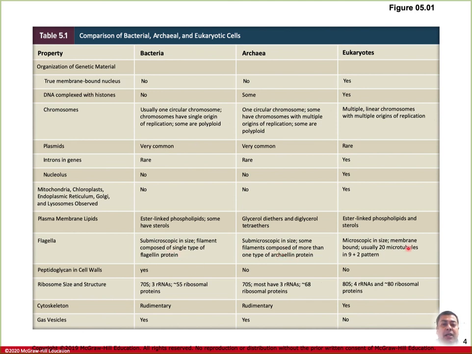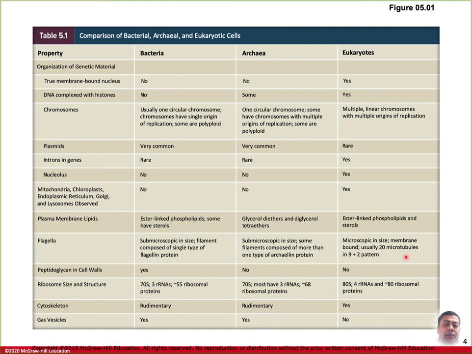That's a big difference. In eukaryotes, flagella are microscopic in size, and they are membrane bound, and usually they're made up of 20 microtubules in a 9+2 pattern. This means you have 9 of these microtubules in bunches of 2 arranged in a circle, and in the middle you have just 2 of them. You can take a look at the textbook, the cross section of this, to have an idea of what we mean by this 9+2 pattern.